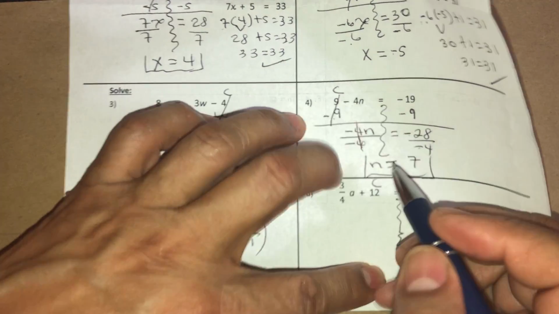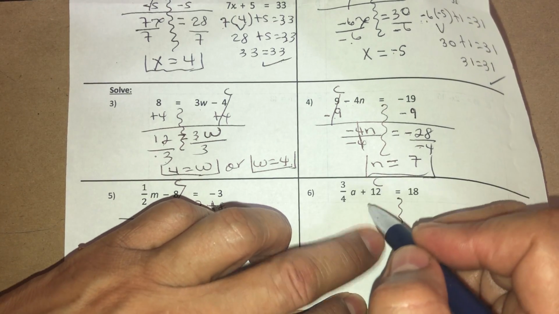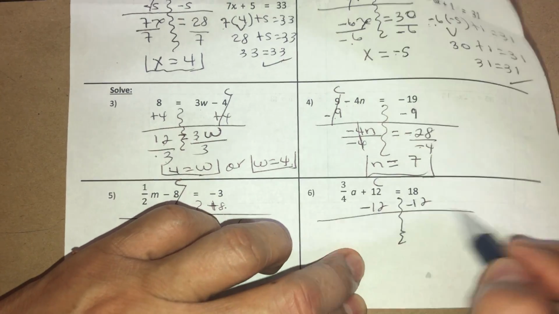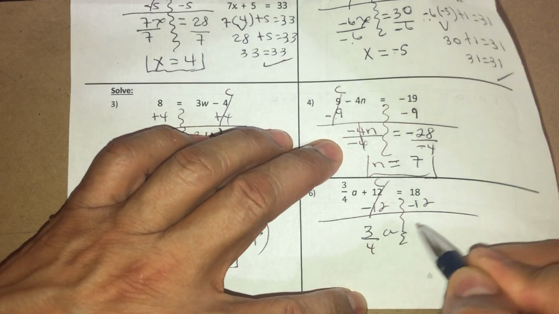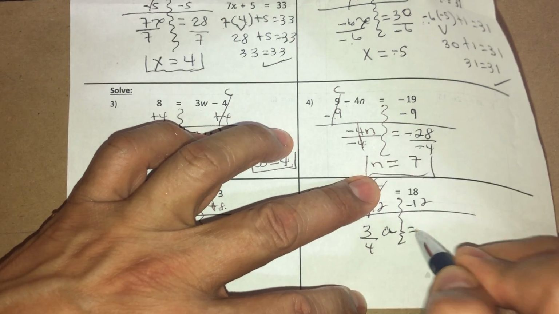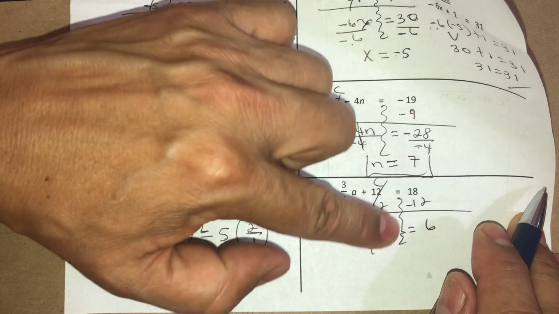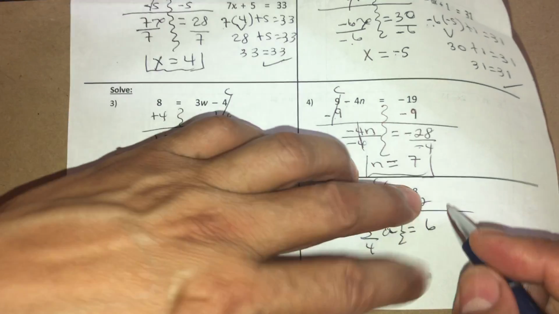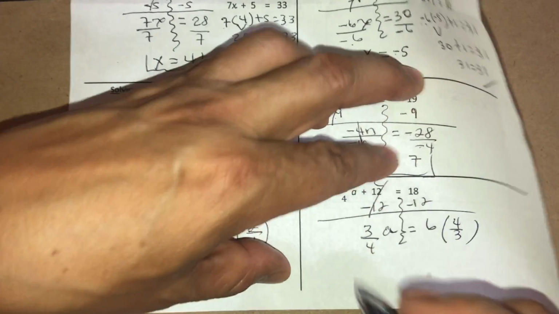This is my constant, right? So the 12 must go to the other side. And because it's plus, what do I do? Minus 12, minus 12. That cancels out. And I had 3 over 4a equals 6. Remember, you can do that in the calculator. You can put 18 minus 12. You're going to get 6, all right? And I multiply by the reciprocal, which is 4 over 3, okay?